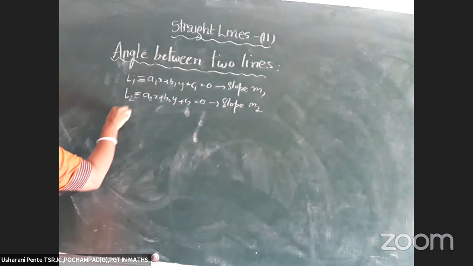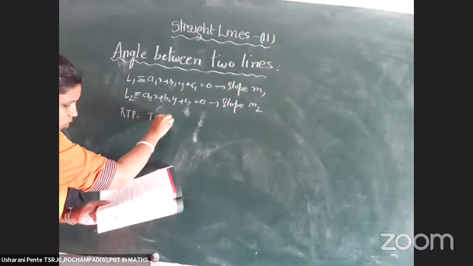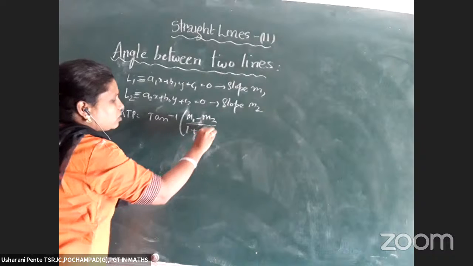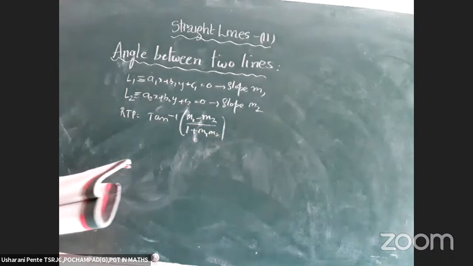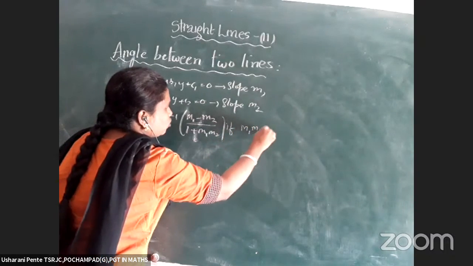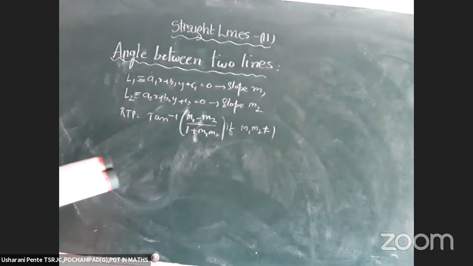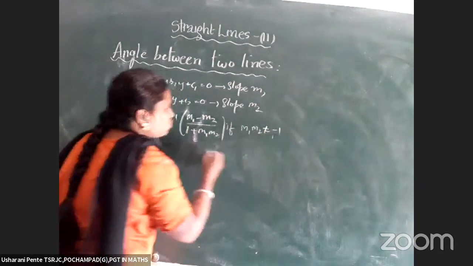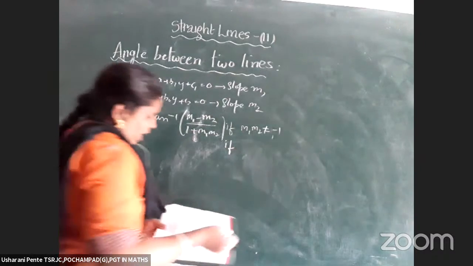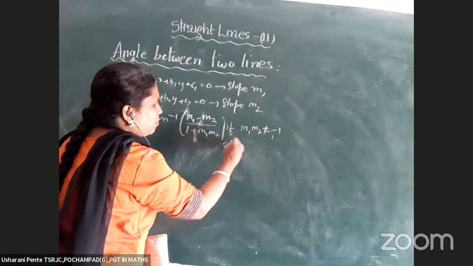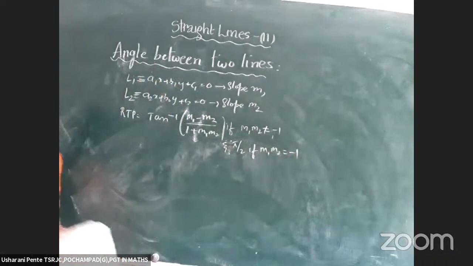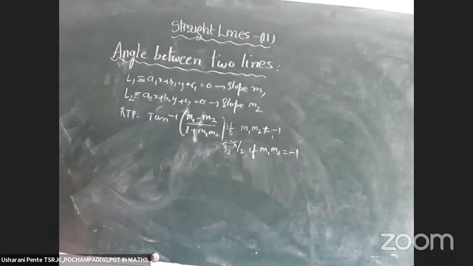Then what do we need to prove? We need to prove that the angle is tan inverse of (M1 minus M2) by (1 plus M1 into M2), if M1 into M2 is not equal to minus 1, and pi by 2 if M1 into M2 is equal to minus 1.